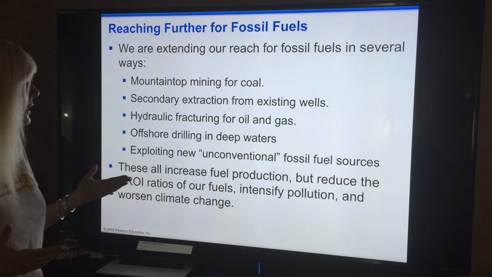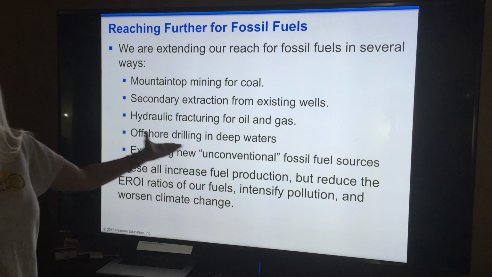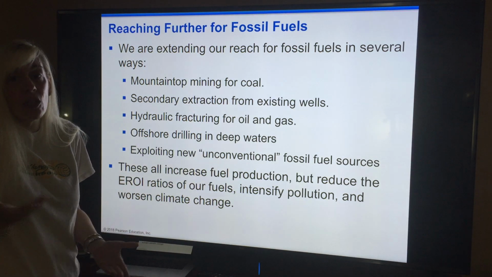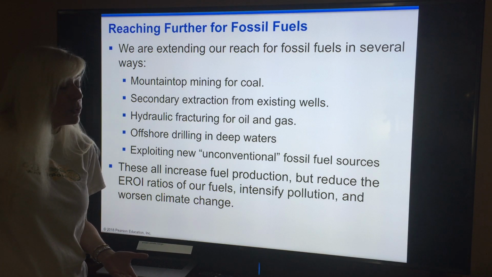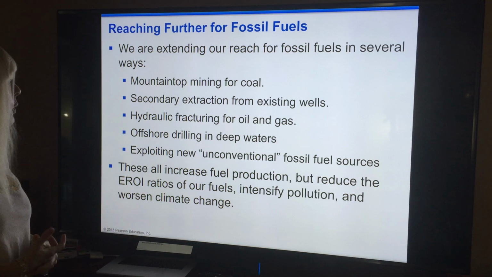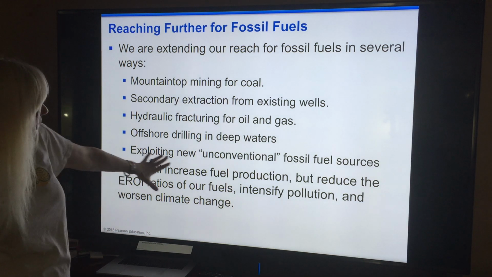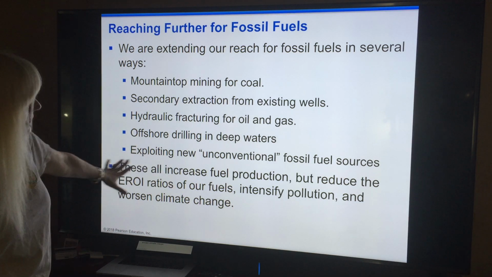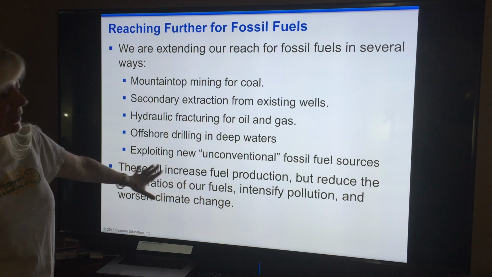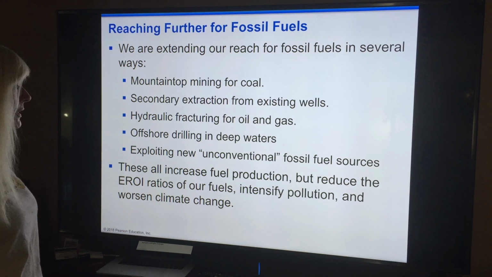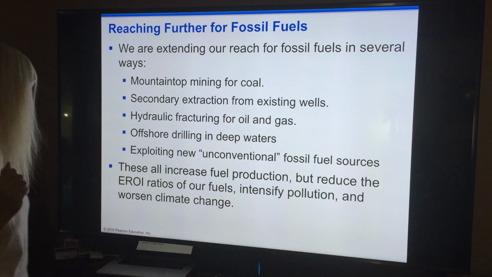Hydraulic fracturing for oil and gas, offshore drilling, because that worked well for us, you know. The Gulf of Mexico is still screwed. Exploiting new unconventional fossil fuel sources. I don't know, if they just put exploiting at the front, does that seem wrong? These all increase fuel production but reduce the EROI ratios for our fuel, intensify pollution, and worsen climate change.